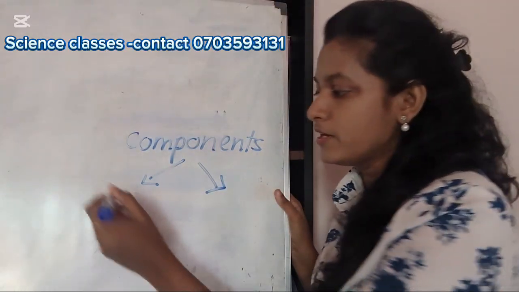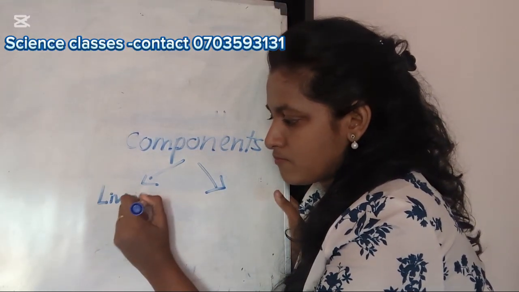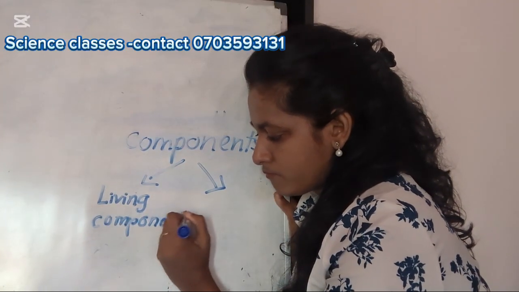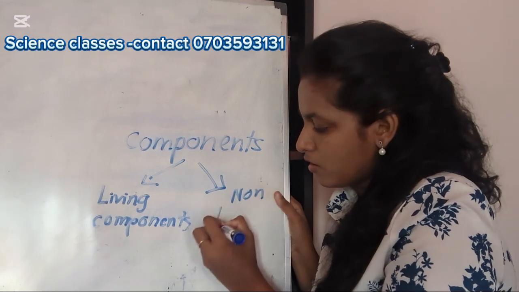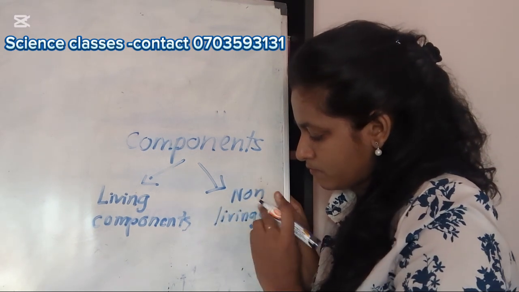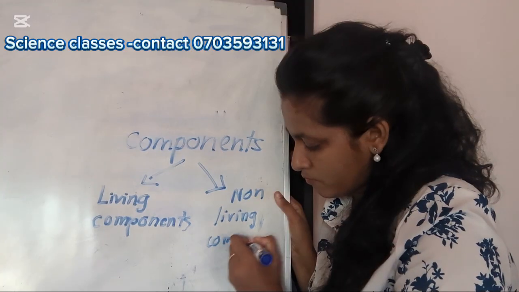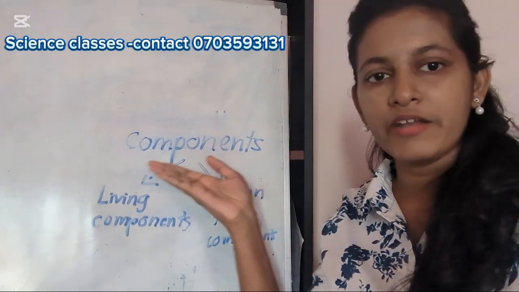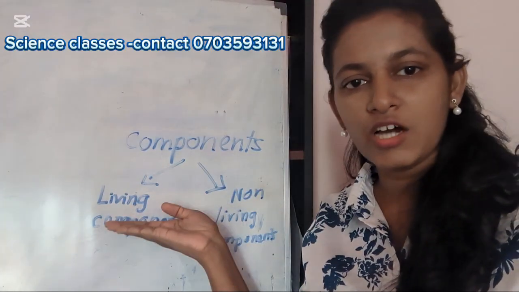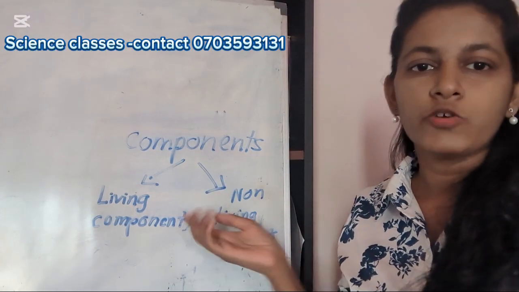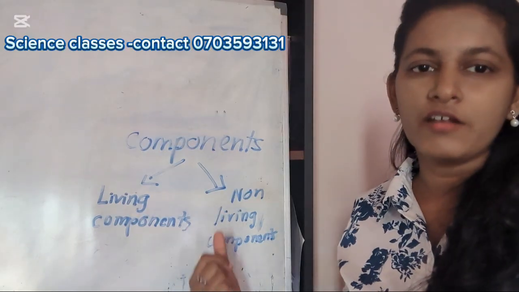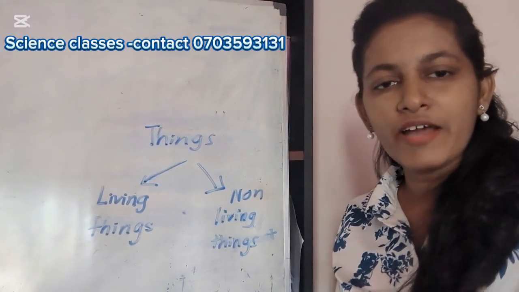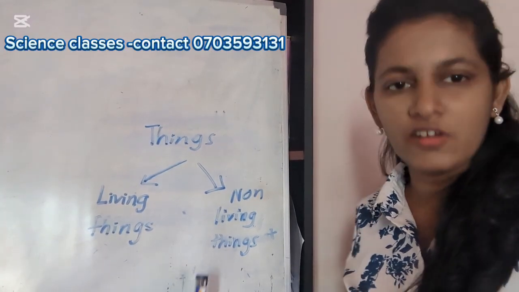They can be divided into living things, living components, and non-living components. Components or things can be divided into two types, living components and non-living components. You can say living things and non-living things. So the things around us can be divided into two types, living things and non-living things.